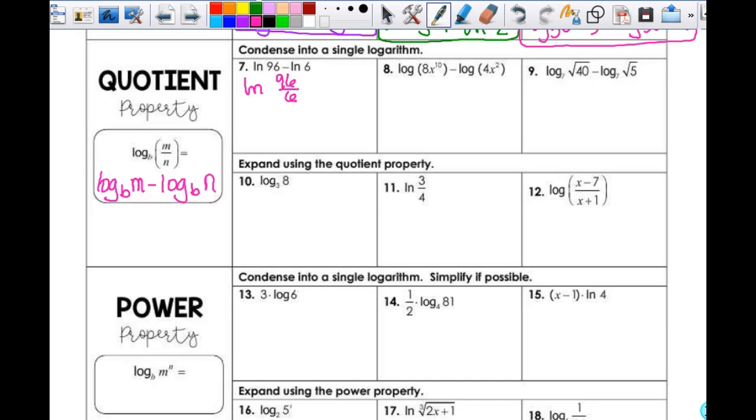And then what's 96 divided by 6? How many times does 6 go into 9? Once, with 3 left over, right? 6 goes into 36 how many times? 6. 16.